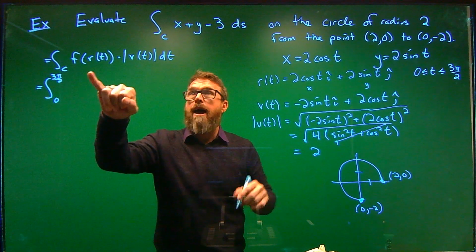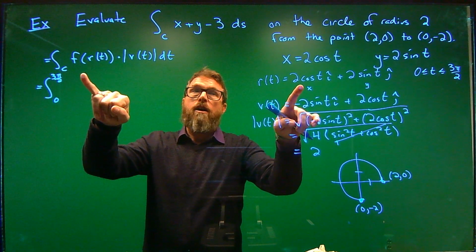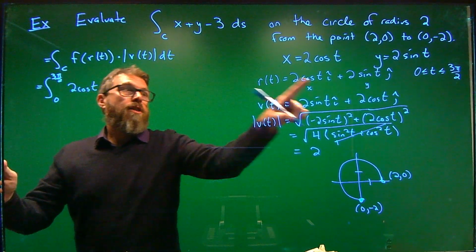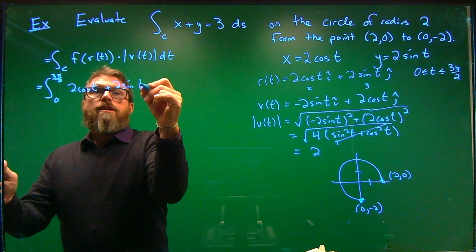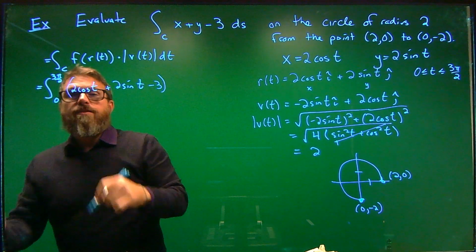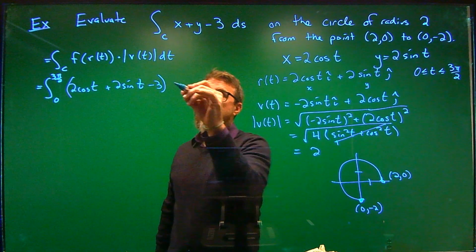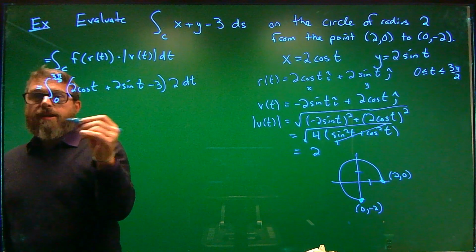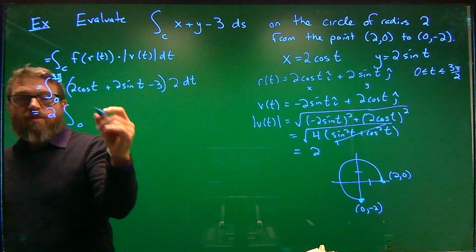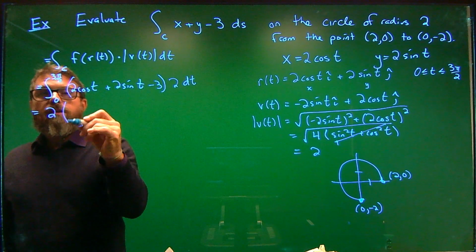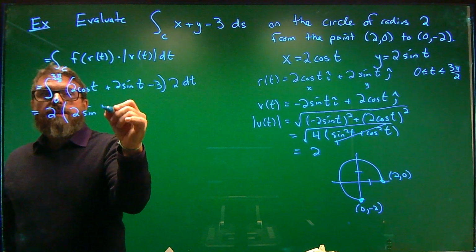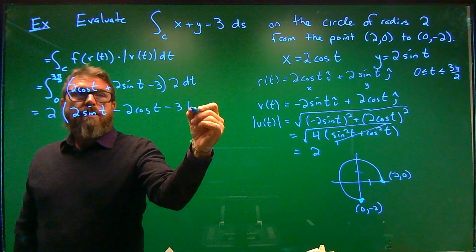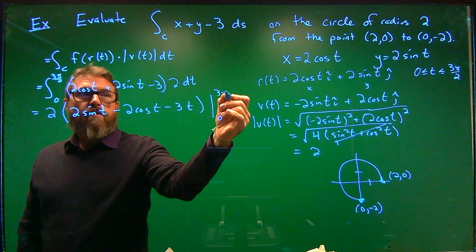Now f is going to be this function where the x component is going to be 2 cosine t, so 2 cosine t goes here. The y is 2 sine t, so plus 2 sine t minus 3. Then we're still going to have to multiply this by the magnitude of the derivative, so times 2 dt. All right, so now I can pull out the 2 and integrate it. So the integral of 2 cosine of t is going to be 2 sine t. The integral of 2 sine t is minus 2 cosine t, minus 3t, evaluated from 0 to 3 pi over 2.